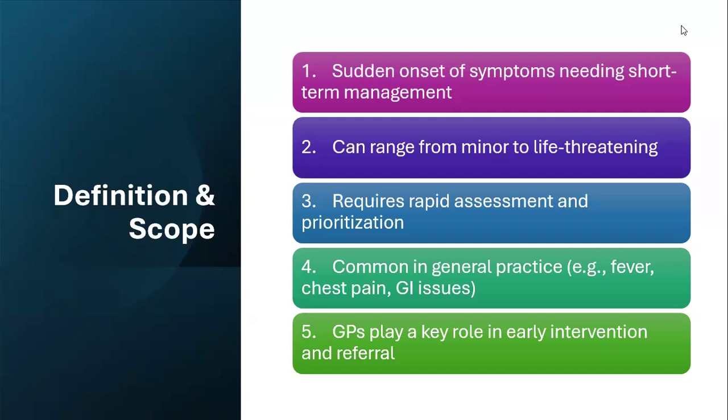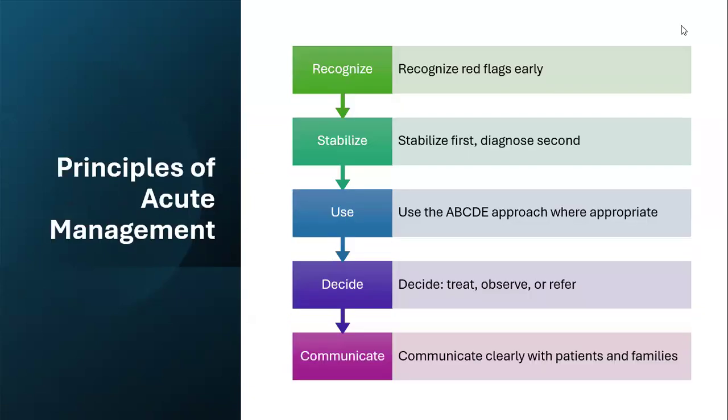The common acute illnesses you see in general practice may be fever, which is a very common thing you see nowadays, and also chest pain, or some GI issue like diarrhea. So maybe these are the common things that you see as acute illness. As you will know, the GP plays a key role in early intervention. And if the patient cannot be managed in the primary care setting, we always refer that patient to a secondary or tertiary care setting.